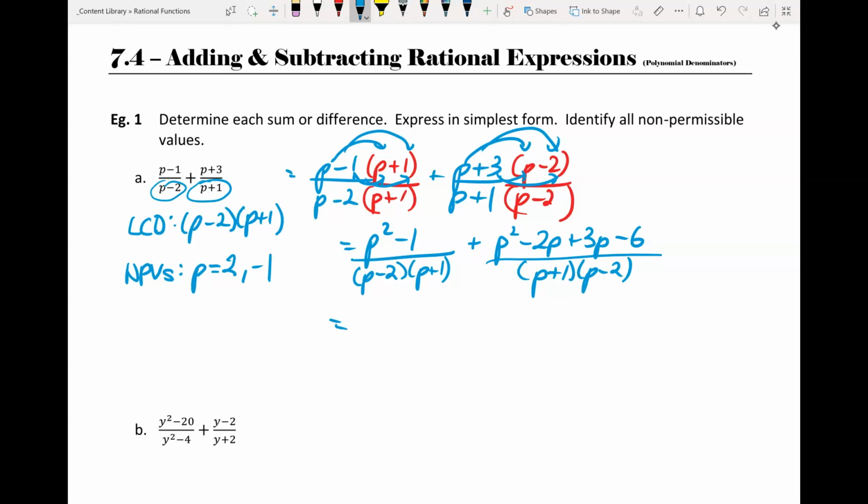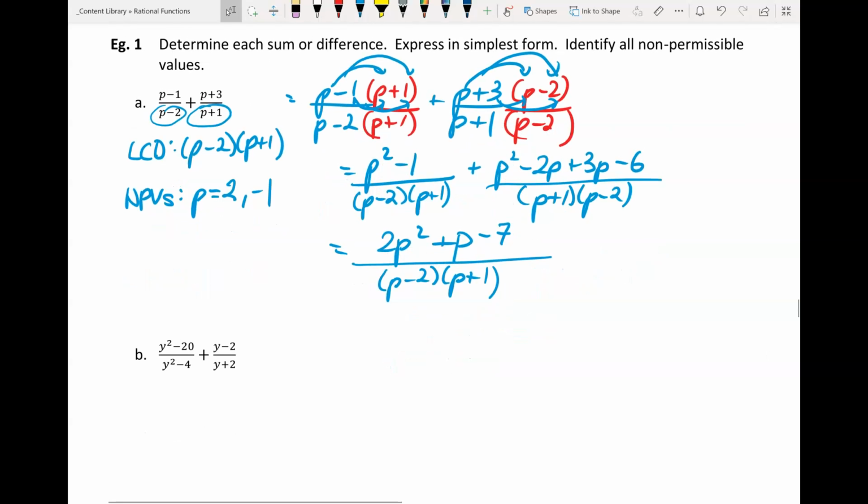Now we're going to collect our like terms and put this under one denominator. So we have p squared plus p squared, which is 2p squared. Our middle term, negative 2p plus 3p, is just positive p. And then lastly, negative 1 plus negative 6 is negative 7. So you can leave your answer like this, or you can expand your denominator. We could try to factor a numerator, but you're going to find out that we actually can't. So we're just going to leave it like that.